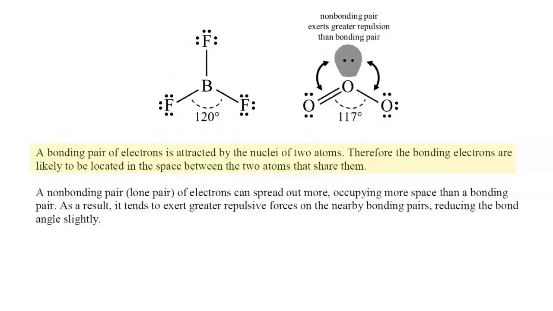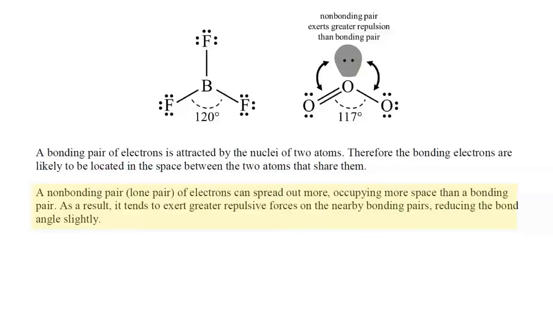A bonding pair of electrons is attracted by the nuclei of 2 atoms. Therefore, the bonding electrons are likely to be located in the space between the 2 atoms that share them. However, a non-bonding pair or lone pair of electrons can spread out more, occupying more space than a bonding pair. As a result, it tends to exert greater repulsive forces on the nearby bonding pairs, reducing the bond angle slightly. So that's why the bond angle in ozone, O3, is a little bit less than 120 degrees, because the non-bonding pair exerts greater repulsion on the nearby bonding pairs.